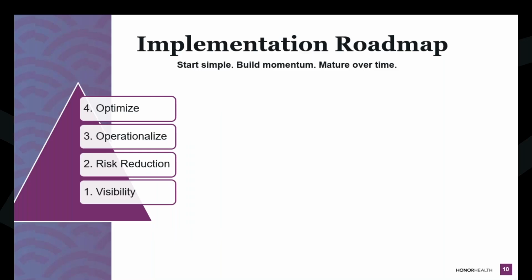Then once you have that visibility, you're going to move to your next phase, risk reduction. You're going to try to reduce that risk. What is my highest risk? What are the highest risk assets? How do I reduce that risk?